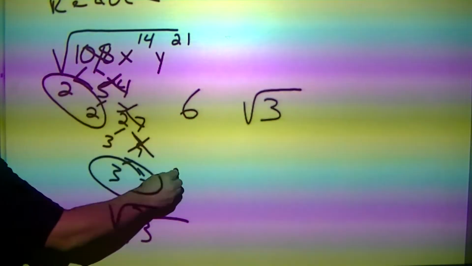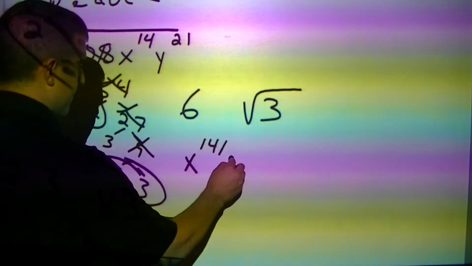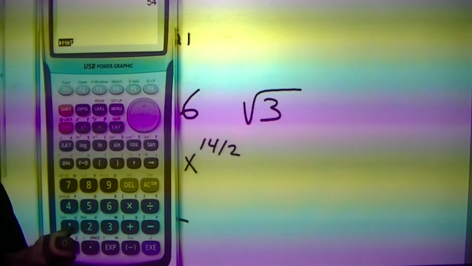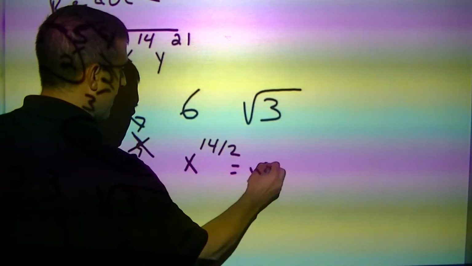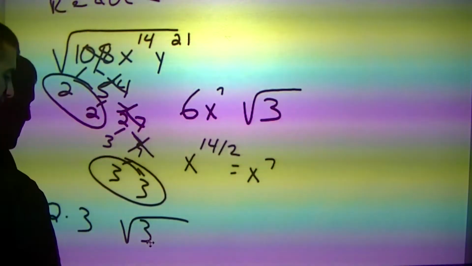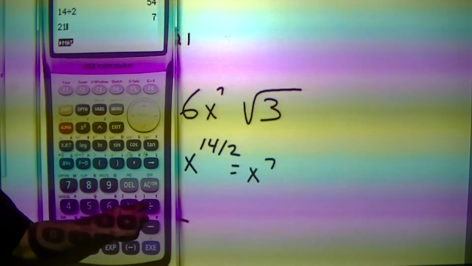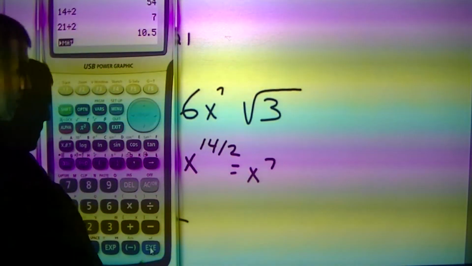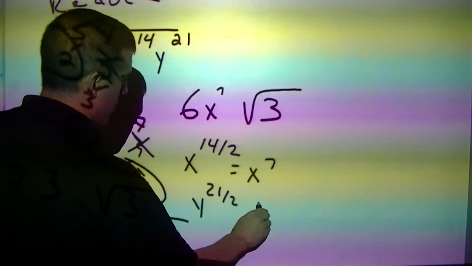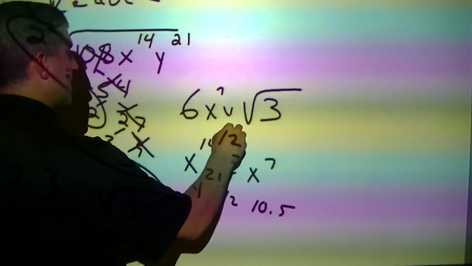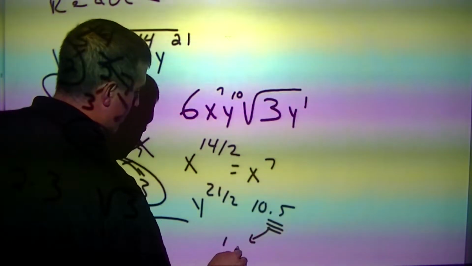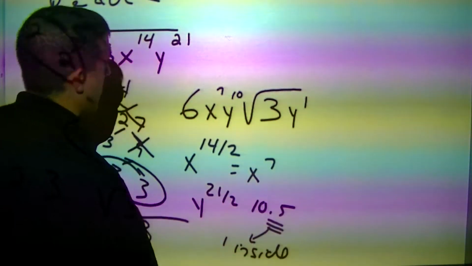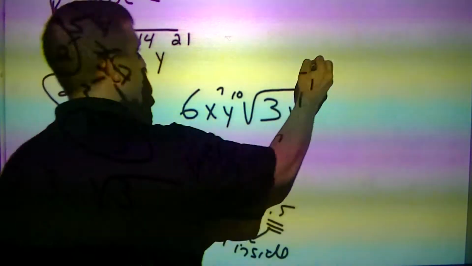Now, to figure out the variables, I do 14 divided by 2. Okay? 14 divided by 2 is 7. So if that's x to the 14th, that's just going to be x to the 7th on the outside. All right? 21 divided by 2 is going to be 10.5. Okay? So if I get 10.5, what that means is y to the 10th on the outside, y to the 1 on the inside. Okay? All right?